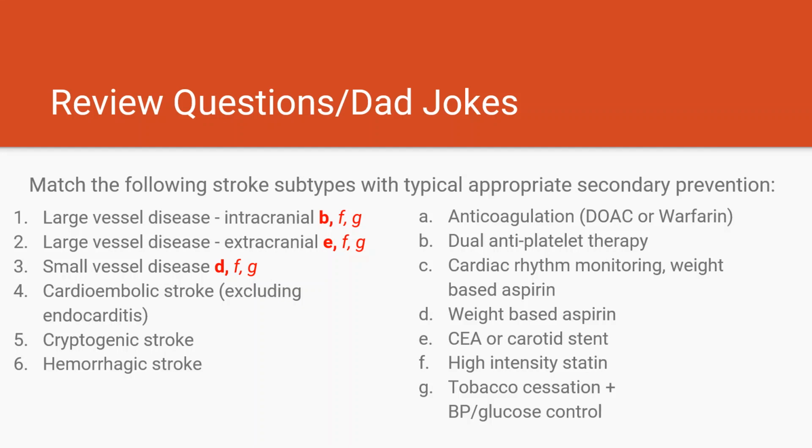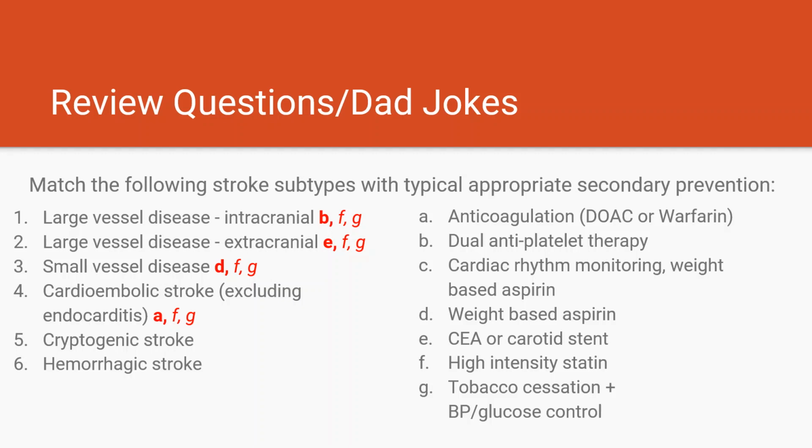Next is cardioembolic stroke, not counting endocarditis. Remember, endocarditis should not be anticoagulated. It should be treated with antibiotics. But the rest of cardioembolic stroke should be A, anticoagulated, and then again given a high-intensity statin and have the risk factor control.